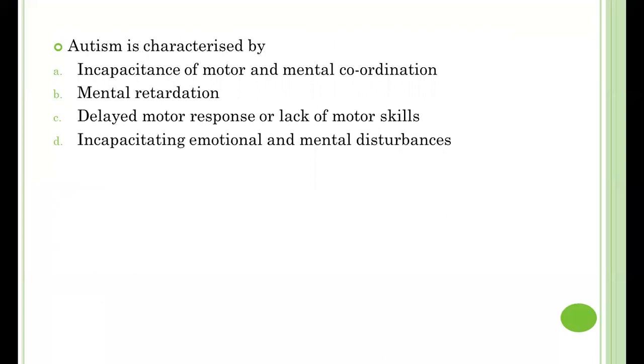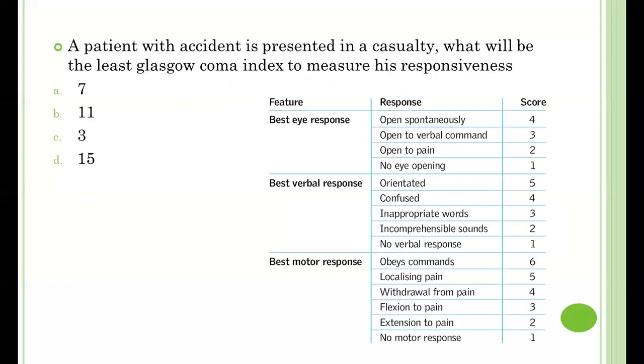Autism is characterized by: the options are incapacitance of motor and mental coordination, mental retardation, delayed motor response or lack of motor skills, incapacitating emotional and mental disturbances. So option D is the correct answer. Moving to the next question.